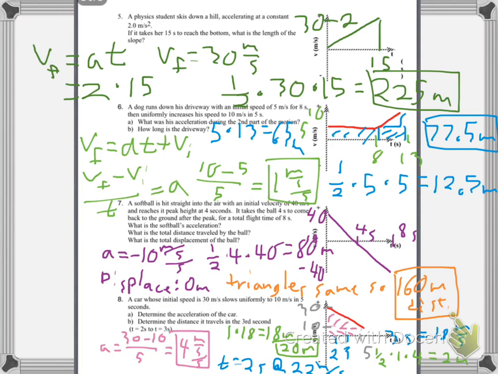The area of a triangle is 1/2 base times height. So we have 1/2 times 15 seconds times 30 meters per second for a total distance. The length of the slope is 225 meters.